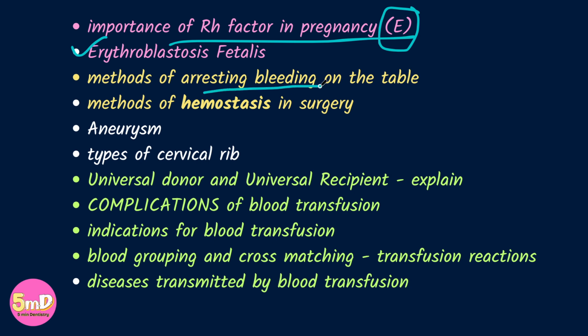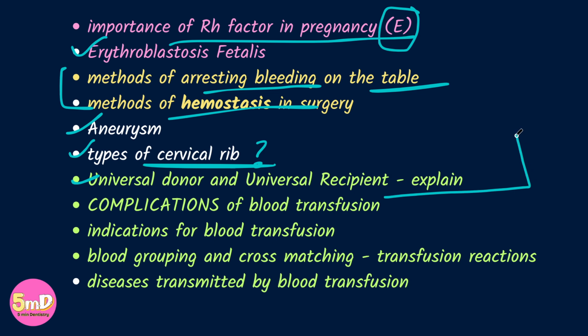Methods of arresting bleeding on the surgical table, methods of hemostasis in surgery. Both are the same questions. Aneurysm, types of cervical rib. You should know why cervical rib is included in the chapter related to blood. What are the types of cervical rib? Universal donor, universal recipient. What does that mean? You should know about it.